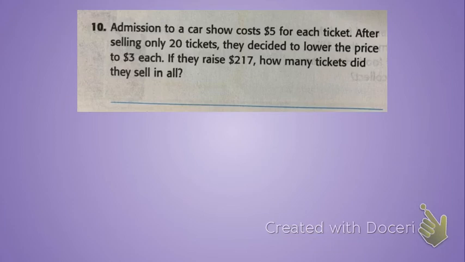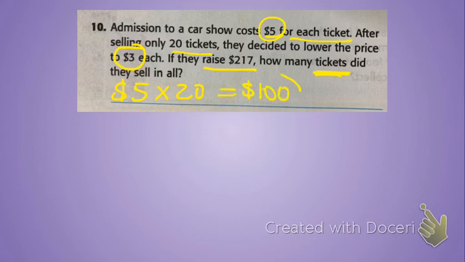All right, so it says admission to a car show costs $5 for each ticket. After selling only 20 tickets, they decided to lower the price. Hey, we've had a problem like this, lowering the price, huh? If they raised a grand total of $217, how many tickets did they sell in all? Again, we're on another tickets problem. So, $5 for each ticket, selling 20 tickets. How much is that? If we're selling at $5 and they sold 20 tickets, that's a grand total of $100.